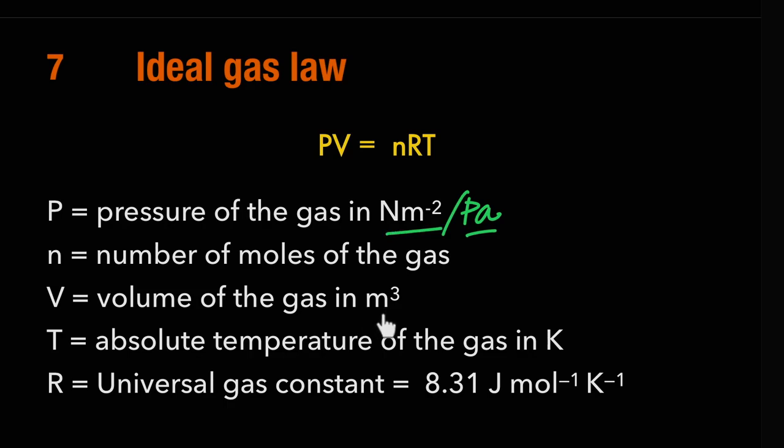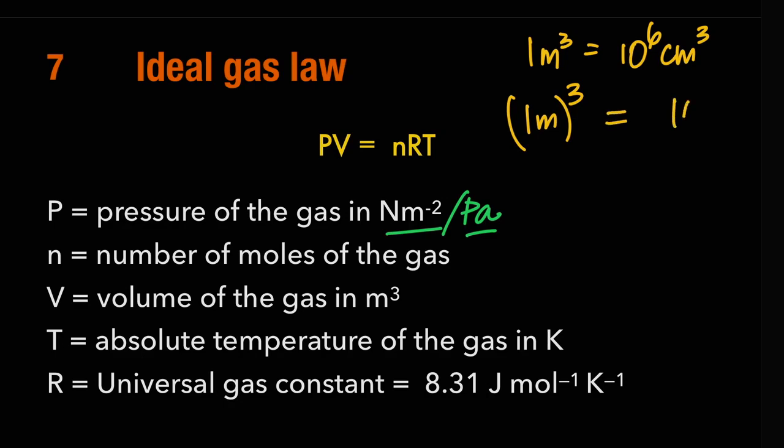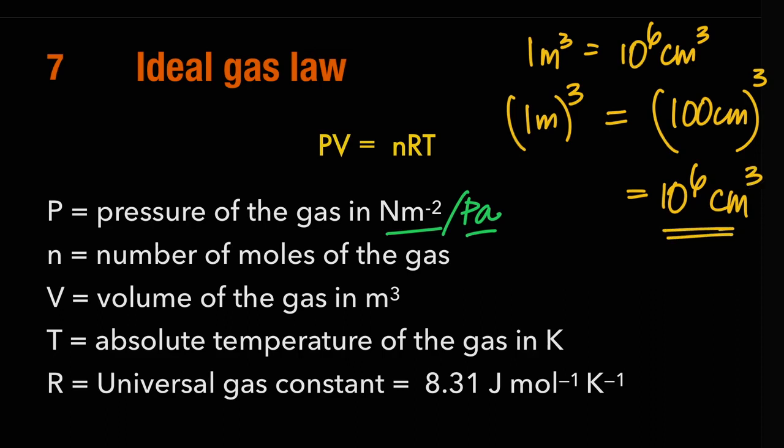Volume will always be in meter cube, which means if they give you cm cube, remember that 1 meter cube has 10 to the power of 6 cm cube. And the reason for that is 1 meter cube is 1 meter cube like this, and 1 meter is 100 centimeters. So 1 meter cube is 100 centimeters cubed. When you do that, you get 10 to the power of 6 centimeter cube. So if you're given centimeter cube, you're going to have to convert that into meter cube. Because in this equation, we're going to use SI units. This equation actually will also be used next year in physics, in thermodynamics.